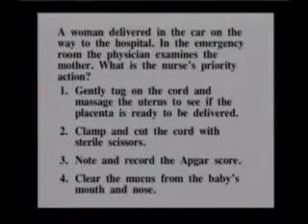Another question for you. A woman delivered in the car on the way to the hospital. In the emergency room, the physician examines the mother. What is the nurse's priority action? 1. Gently tug on the cord and massage the uterus to see if the placenta is ready to be delivered. 2. Clamp and cut the cord with sterile scissors. 3. Note and record the Apgar score. Or 4. Clear the mucus from the baby's mouth and nose.